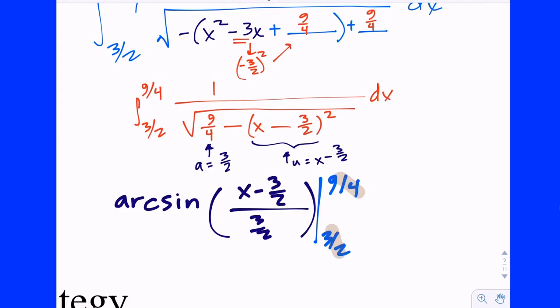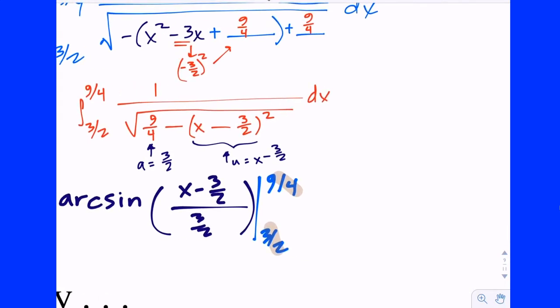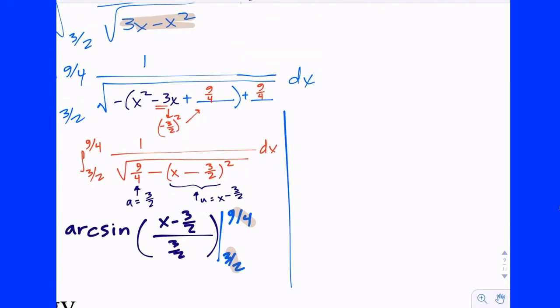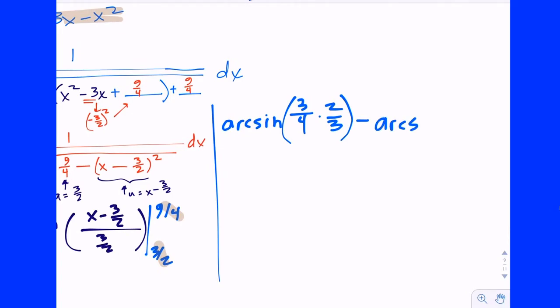It's entirely up to you. But I'm noticing when I plug in my lower bound, I'm going to get a 0 in the denominator if I leave it as is. So let's evaluate it. Plug in the top, and I get arc sine of 9/4 minus 3 halves, where 3 halves is the same as 6/4. So 9/4 minus 6/4 is 3/4. So I'll get 3/4 divided by 3 halves, which is the same as multiplying by 2/3. So that'll be the first one, dividing by 3 halves, stay, change, flip, 2/3. Minus, when I plug in the bottom, I'm going to get arc sine of 0 over 3 halves, which is 0.